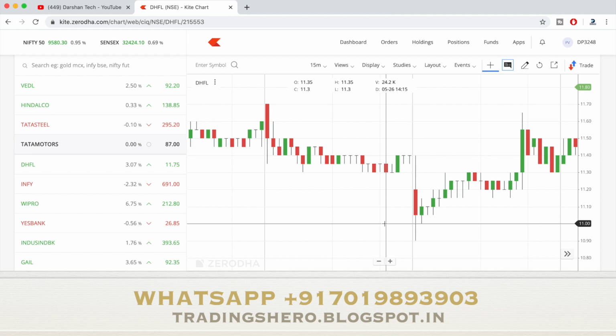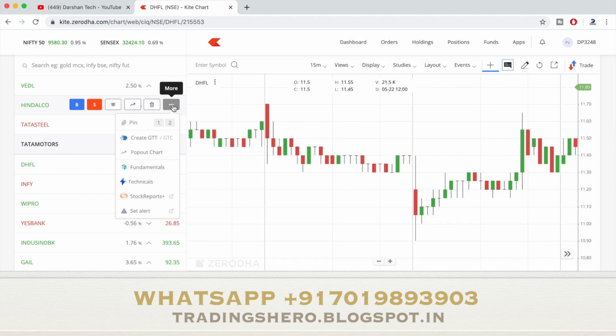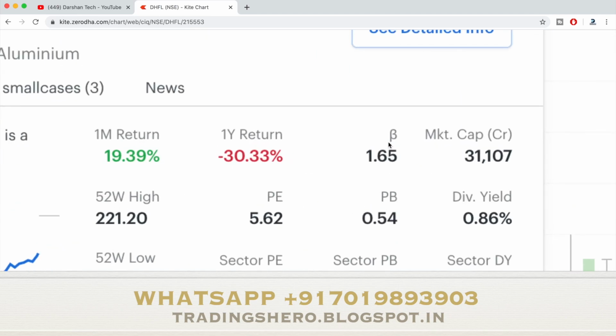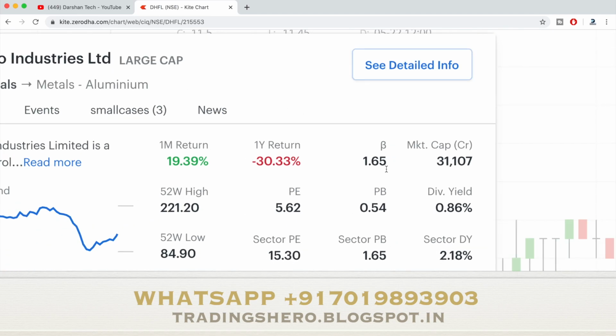50. And one more thing is that you can also see the beta of the stock. Okay, so this you can see in Zerodha. Just click on this more button once you go to the stock name, and then click on fundamentals. Here you can see this beta. Okay, so this is an Indelco chart, and this is 1.65 beta. So this means that this stock will have a good movement.